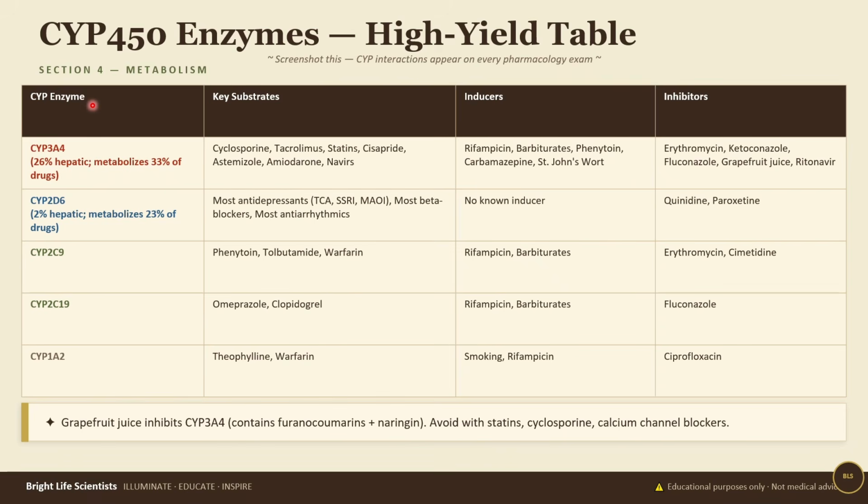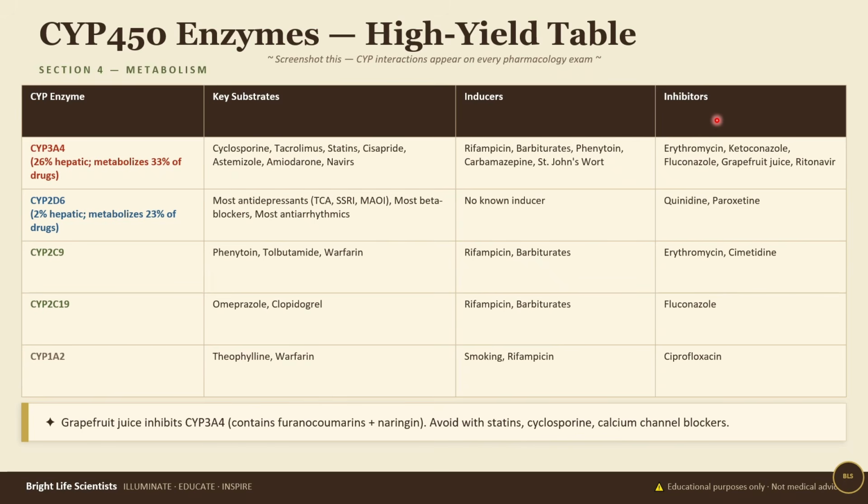So these CYP450 enzymes have categories. We have enzyme CYP3A4. It is actually very important. It metabolizes 33% of all drugs. Talk of statins, cyclosporine, tacrolimus. The key inducers in CYP3A4 are rifampicin and St. John's wort. And the key inhibitors are erythromycin, ketoconazole, and grapefruit juice. We said for the inducers, they increase metabolism and thus decrease the effect of the drug in the body. And for the inhibitors, they decrease the metabolism of that given drug.